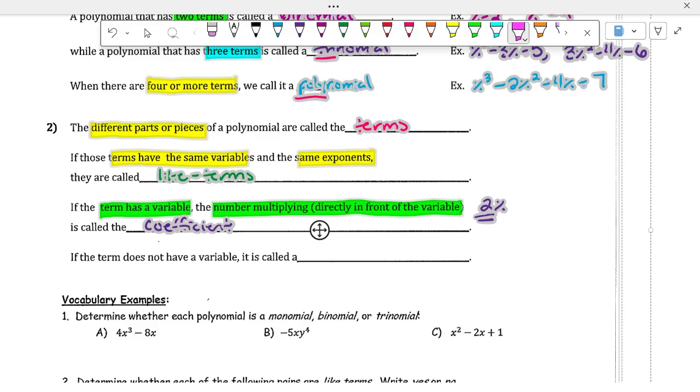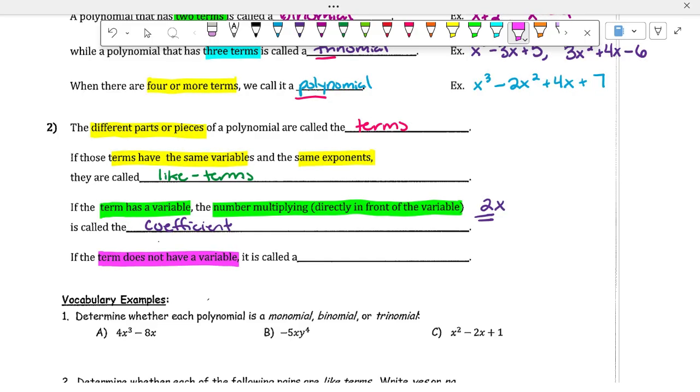All right. Now, if the term does not have a variable, who knows what it's called when a term does not have a variable? A constant? So that's called a constant. Yes.